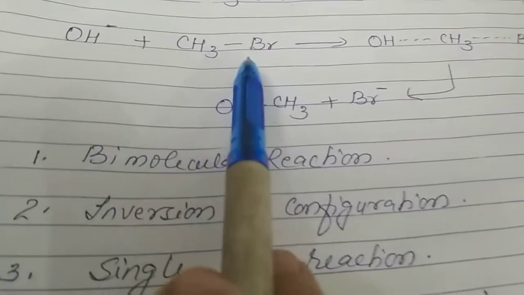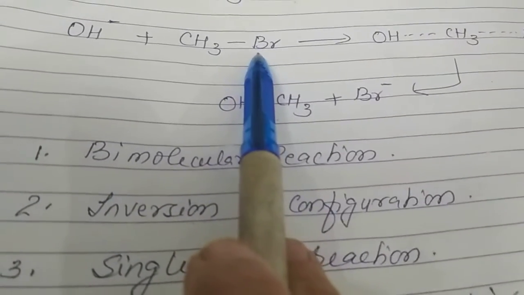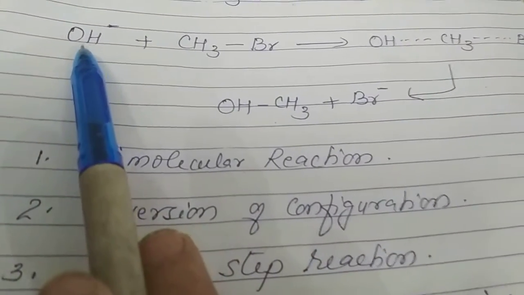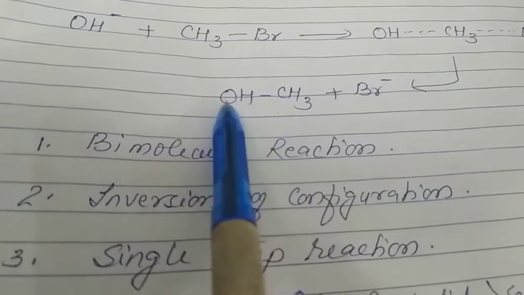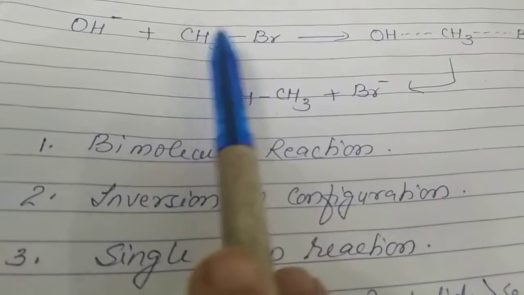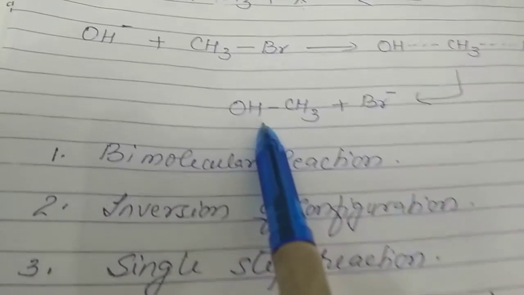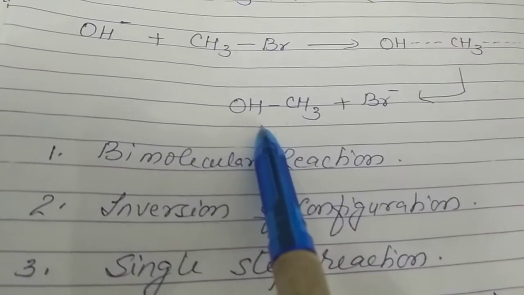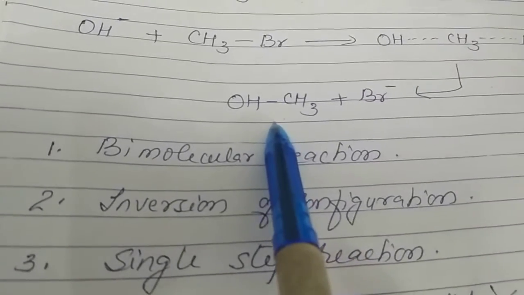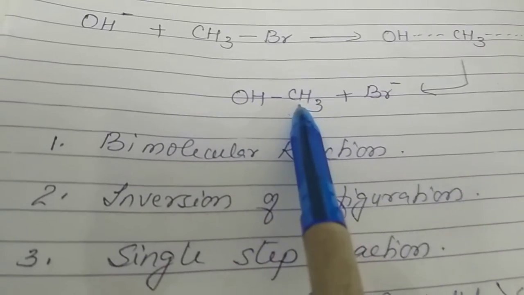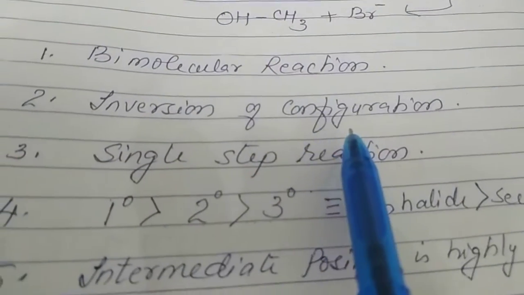Inversion means, see, the existing bromide is on the right hand side, but the attacking nucleophile, that is the hydroxyl group, attacks from the left hand side. So here the original configuration is not retained. It has been inverted, just like an umbrella gets inverted when there is very heavy rain and wind. In a similar way, the configuration changes. So you call it inversion of configuration.